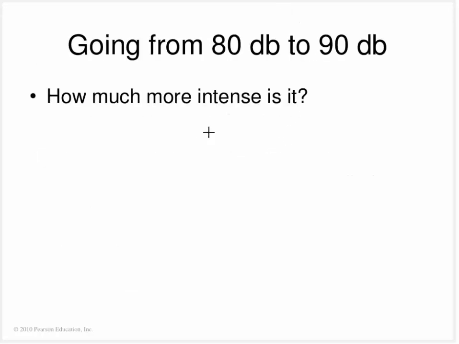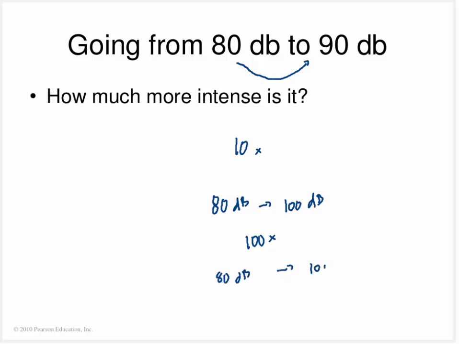So let's get a little bit of practice with this. How much more intense is it to go from 80 dB to 90 dB? It's actually going to be 10 times as intense. Suppose I wanted to go from 80 dB up to 100 dB. That's going to be 100 times as intense. If I wanted to go from 80 dB up to, let's do 120 dB, that's 40 dB, so it's going to be a factor of 10 four times, just like that, in dB.